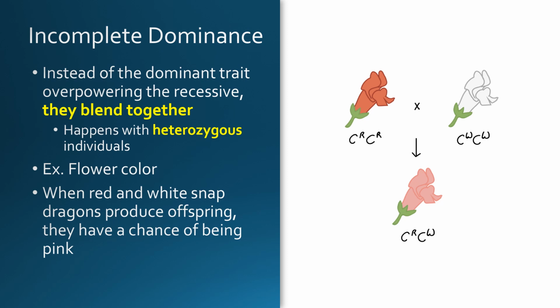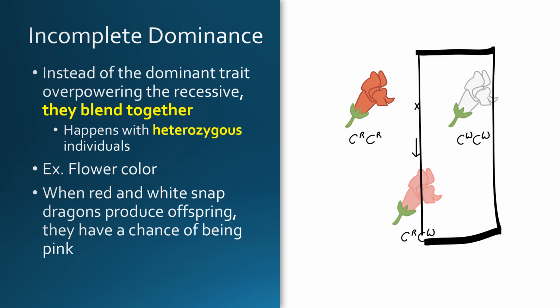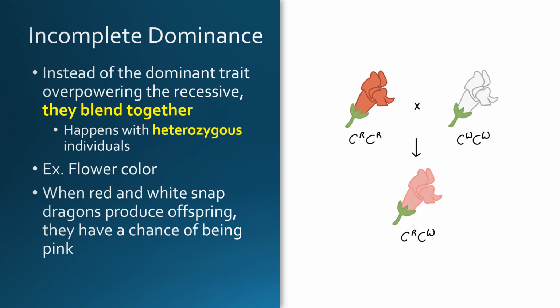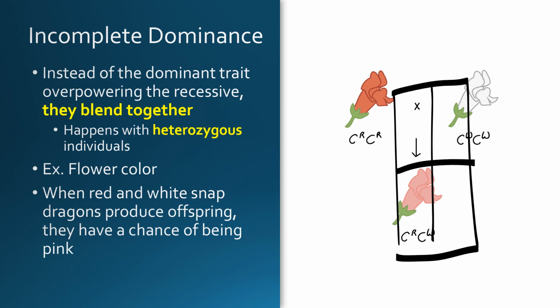Sometimes in heterozygous individuals, we have this thing called incomplete dominance happen. This is when a dominant trait and a recessive trait blend together to make some sort of middle phenotype or intermediate phenotype, some kind of blend of the two. Now, flowers most often portray this, so we're going to use them as an example. A snapdragon is a type of flower. It's the flower that you see to the right of the screen.